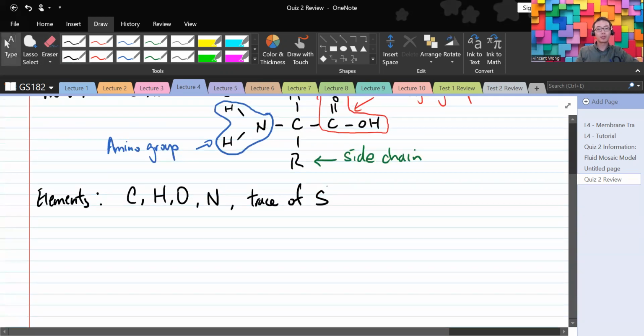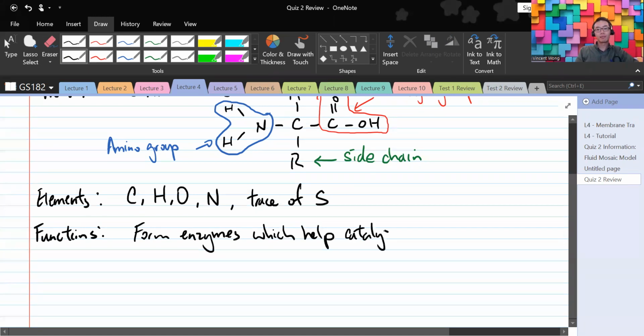So trace of sulfur. Some of the amino acids, they will have a bit of sulfur in it. Okay, and the functions, right? Biological functions of proteins. So for example, they form enzymes, which help catalyze chemical reactions in the body, right? Okay.